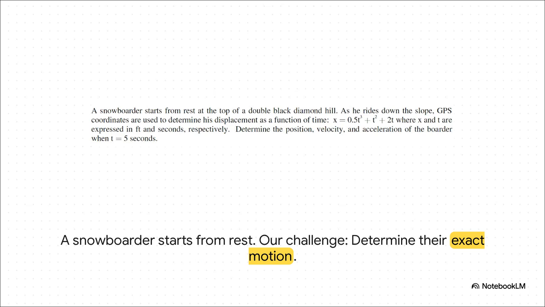So here's our whole setup. We've got a snowboarder starting from a dead stop, and their trip down the hill is described by this equation you see for position x. Now our job is to figure out their exact position, their velocity, and their acceleration precisely at the 5-second mark. You can think of it like we're taking a high-speed, predictive snapshot of their journey.